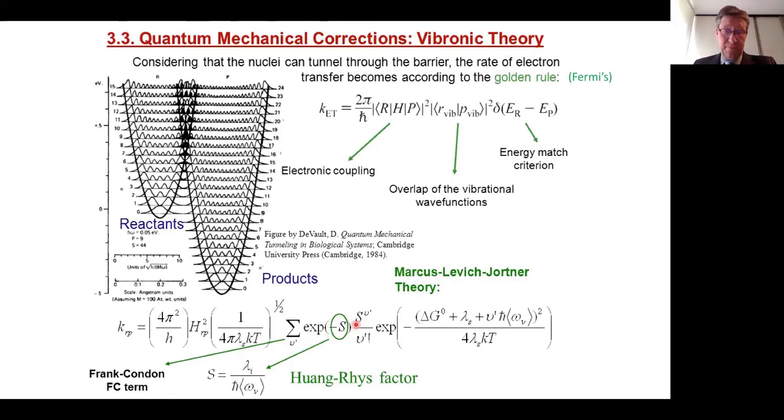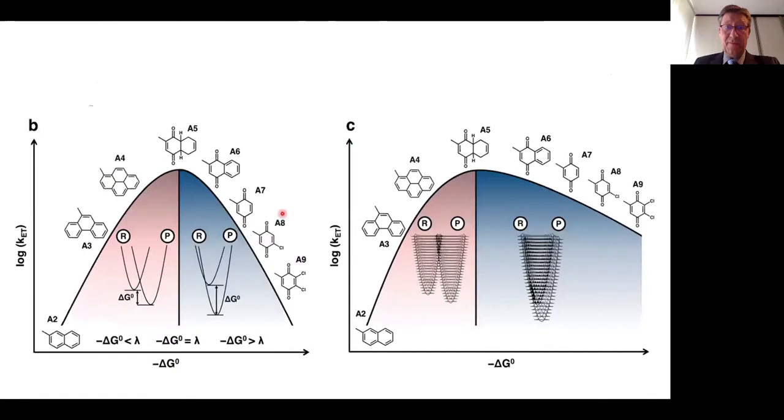So this is the same equation that I showed you before. Basically, it's the same, and this shows you this Franck-Condon factor in the normal region. So here we see again this picture that I showed you before. Okay, this is the classical Marcus equation, and we see that the rate drops very fast.